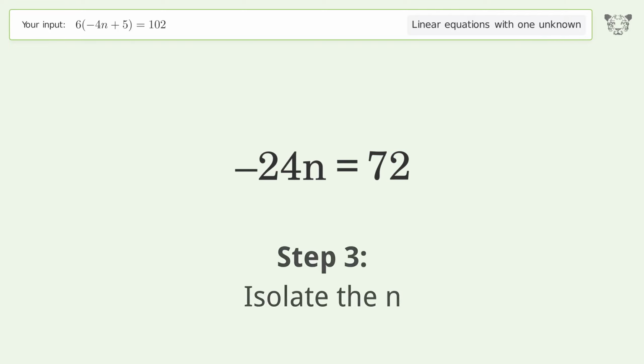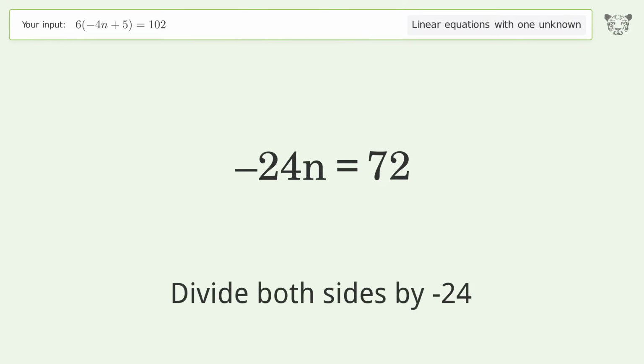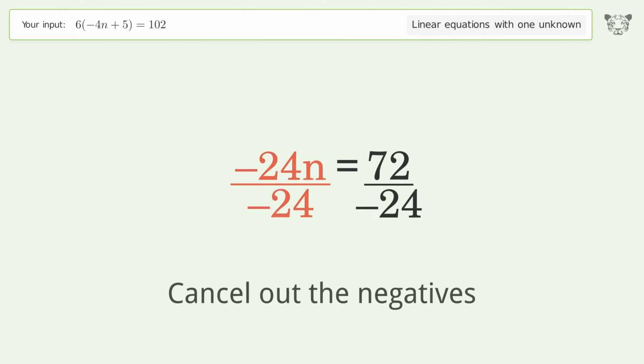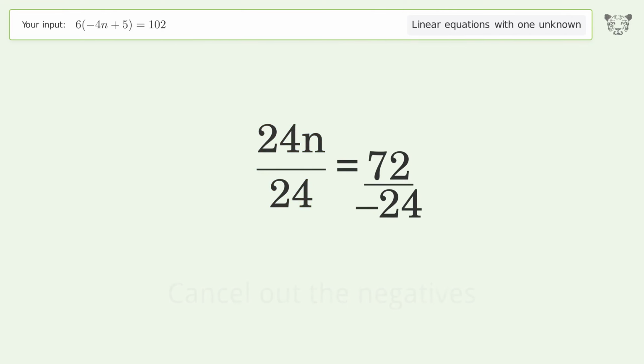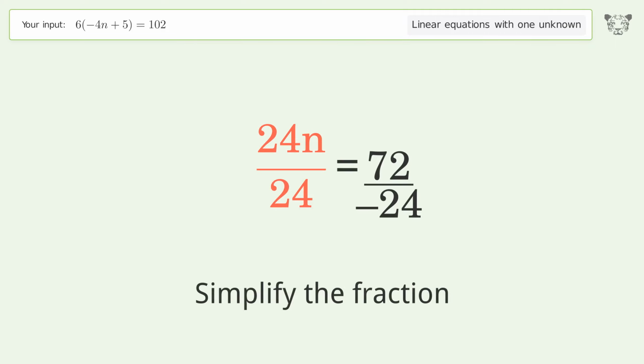Isolate the n. Divide both sides by -24. Cancel out the negatives. Simplify the fraction.